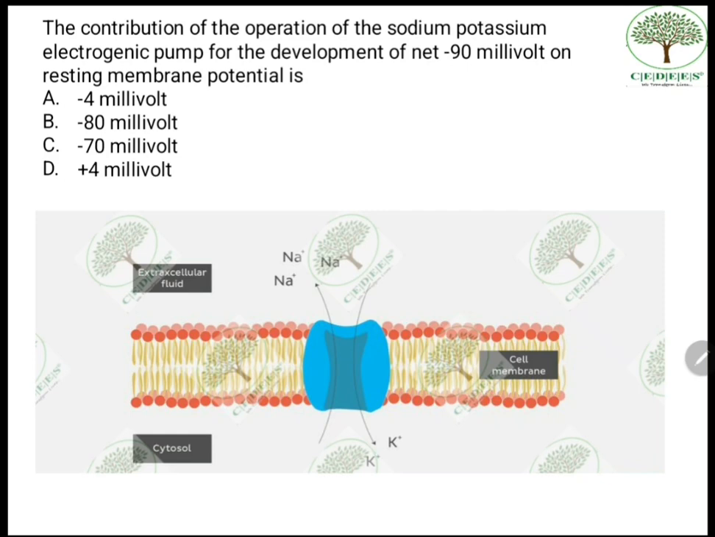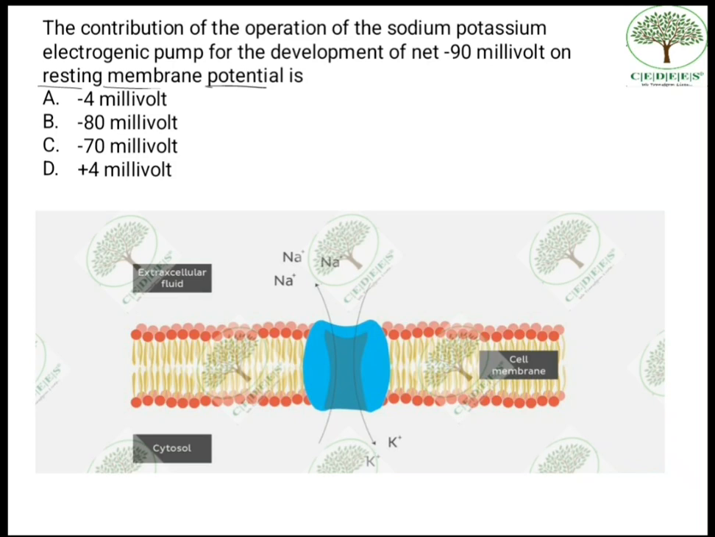Now the next question is the contribution of the operation of the sodium potassium electrogenic pump for development of net minus 90 mV on the resting membrane potential is. Now this question sounds a little confusing. Just take it bit by bit. First of all, what is this RMP? I'm sure you all are aware when you have studied about local anesthesia. This resting membrane potential is usually a minus 70 mV. So what exactly does this mean?